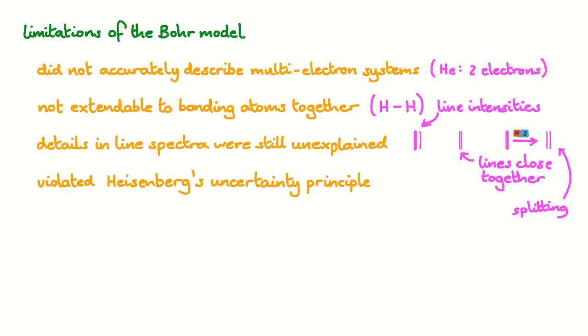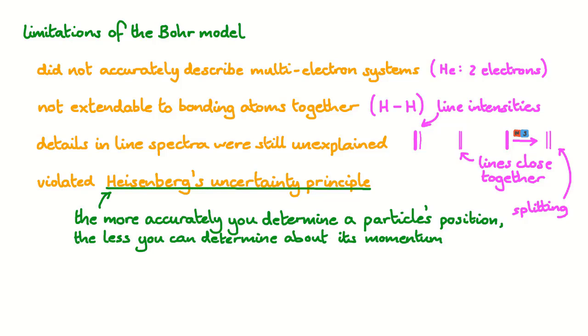A final nail in the coffin was that the Bohr model violated Heisenberg's uncertainty principle. Heisenberg's uncertainty principle is a part of quantum theory that came in later, and it states the more accurately you determine a particle's position in space, the less you can determine about the particle's momentum. This is a very deep, fundamental feature of the universe, and we won't be going into the details. But we can simplify it to mean that we can either know where a particle is, or how fast it's going. The more precisely we measure one, the more uncertain we are of the other.